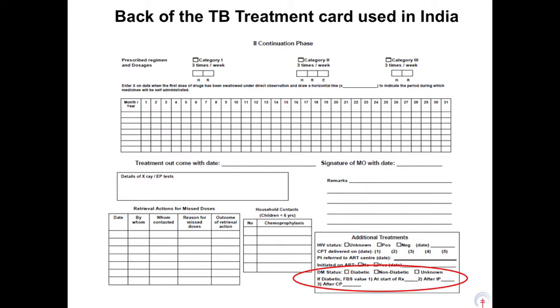Now this requires, once you have a policy decision like this, quite a lot has to happen. The TB treatment cards used in India had to be all revised. So the back of a treatment card, you can see that box at the bottom, just here, that shows HIV status. Well, this had to include diabetic parameters, who's been screened and what are the results of screening.